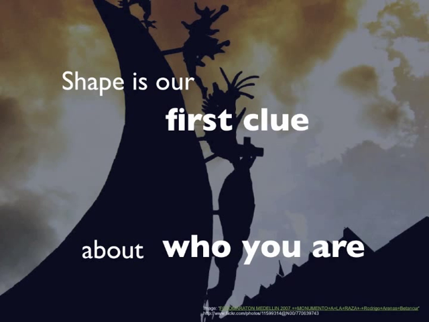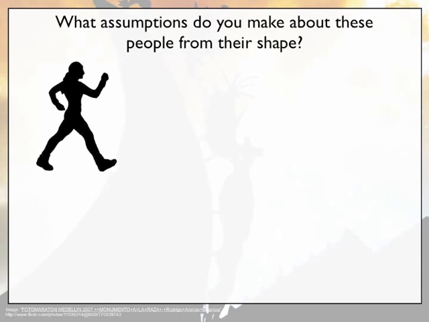And of course, before we even have time to see their gestures or their movement, or what speed they move at, just by looking at their shape we already start to make assumptions. What assumptions do you make about these people from their shape?